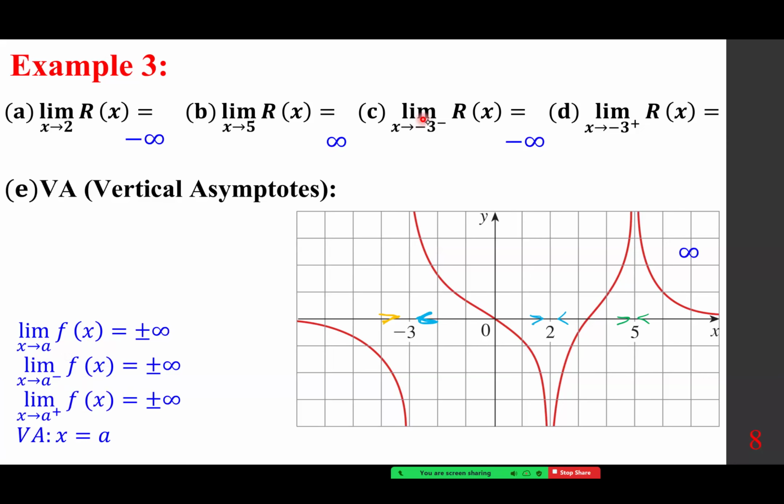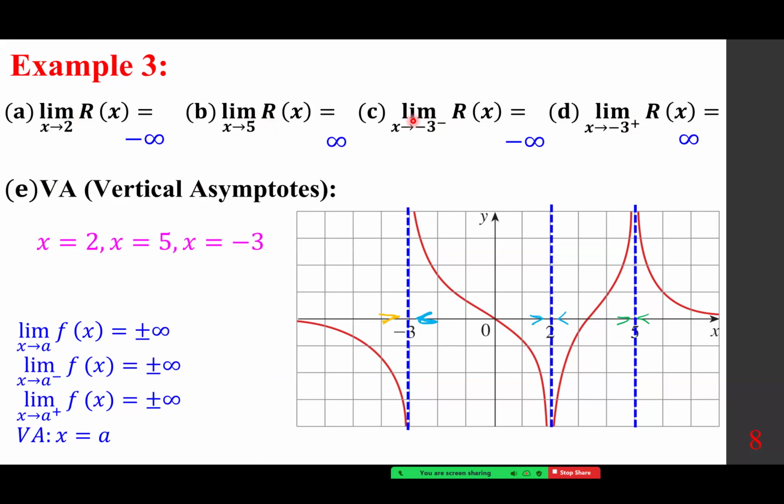And now we want an equation for the vertical asymptotes. The definition says x equals a is a vertical asymptote if the limit of f of x as x approaches a, either from the left or from the right, is infinity or negative infinity. So look at those: x equals 2, x equals 5. As long as one of them is true, that gives you x equals negative 3. Those are the vertical asymptotes by definition.